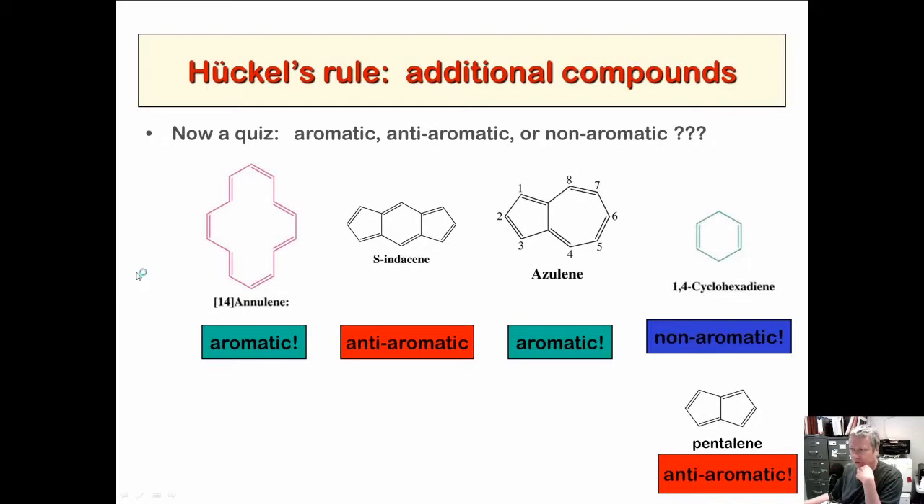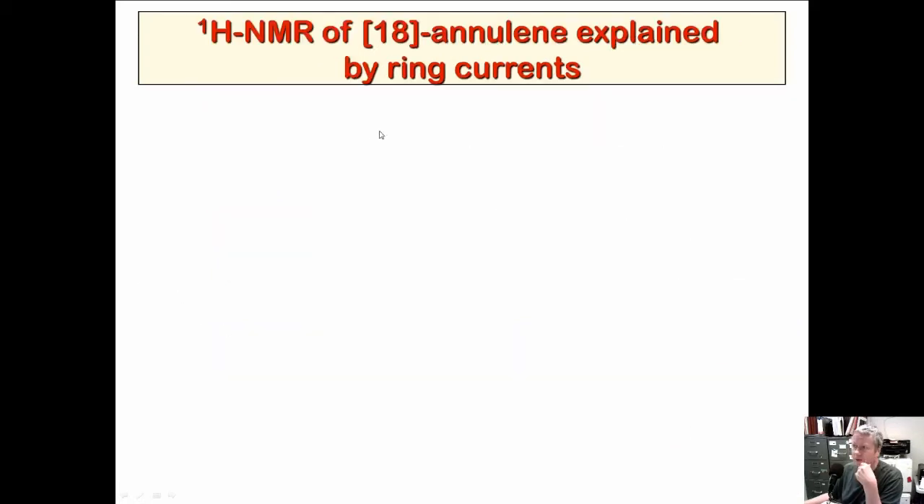All right. Let's look at this molecule, 18-annulene, again and the NMR of it. Right, that big, huge molecule that we said outside was like 9 ppm, and the inside was negative 3 ppm. So outside was deshielded, inside was shielded, right? Remember that?